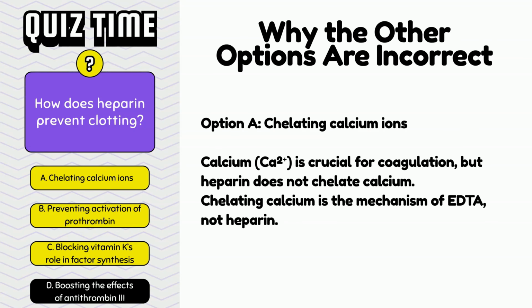Why the other options are incorrect. A. Chelating calcium ions. While calcium ions are crucial for several steps in the coagulation cascade, especially in the activation of clotting factors, heparin does not chelate calcium. That is the mechanism of action for another anticoagulant, EDTA, not heparin.